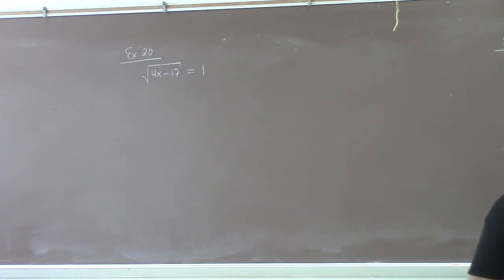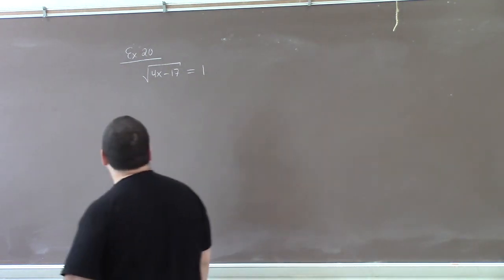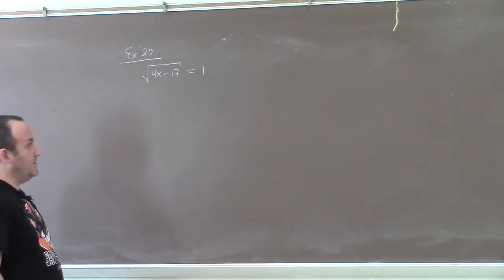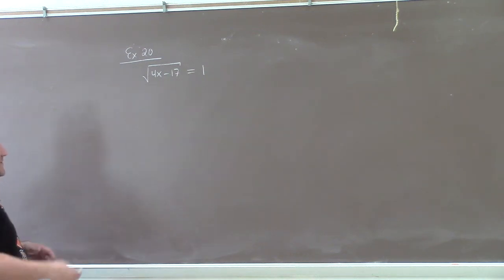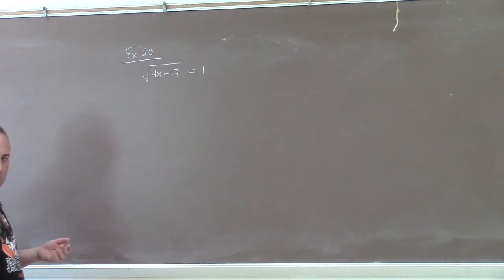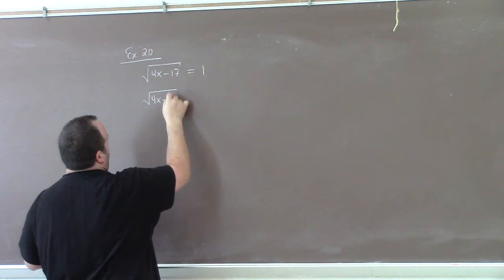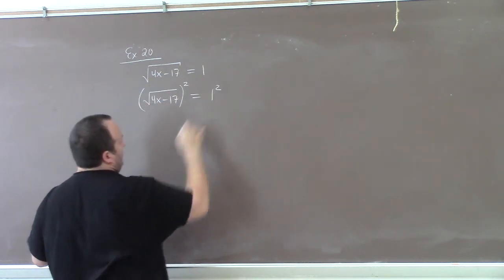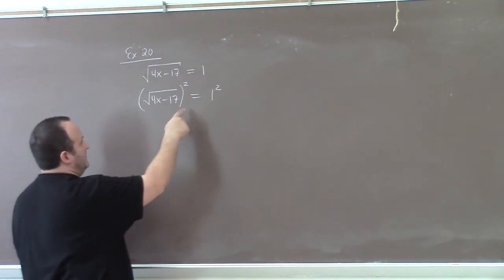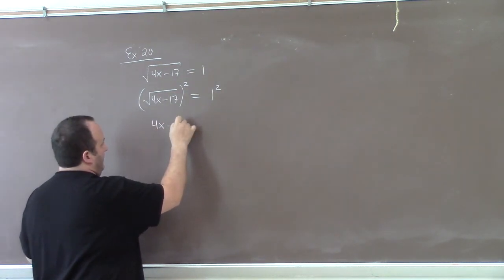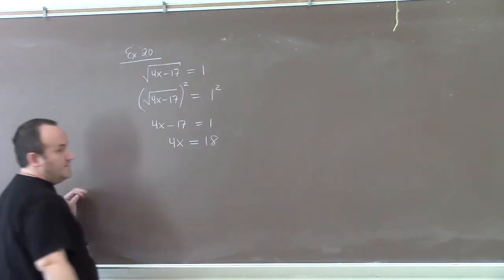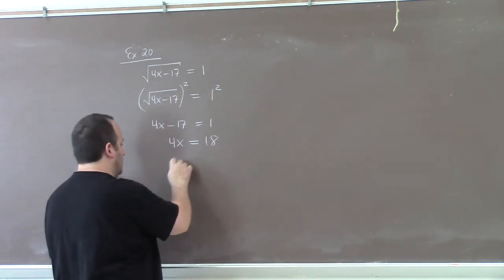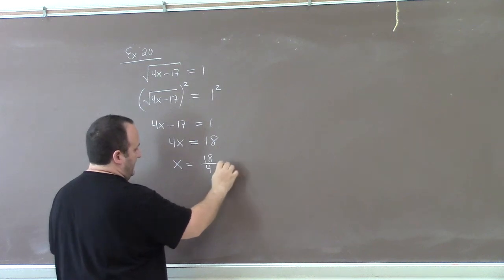What do you think we should do? I'll get us started. What we do here is we just square both sides. That will get rid of the radical, because if we take the square root of 4x minus 17 and square it, I get 1 squared, which is 1. The square root of 4x minus 17, squared, is just 4x minus 17. So that gives me 4x equals 18. Then divide by 4, we get x equal to 18 over 4, or you could simplify, 9/2.